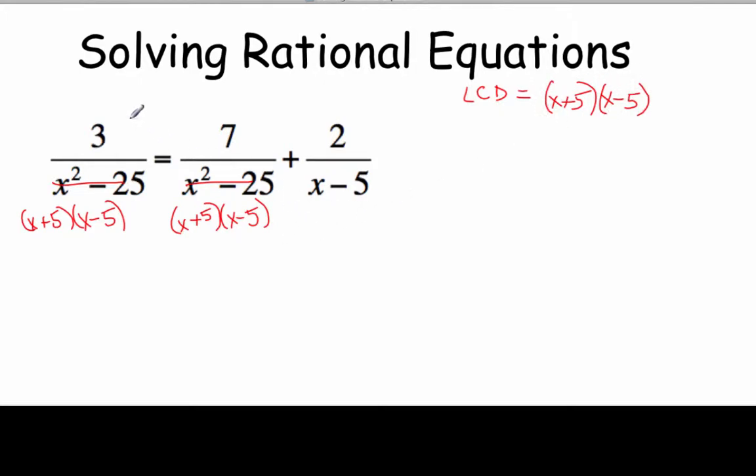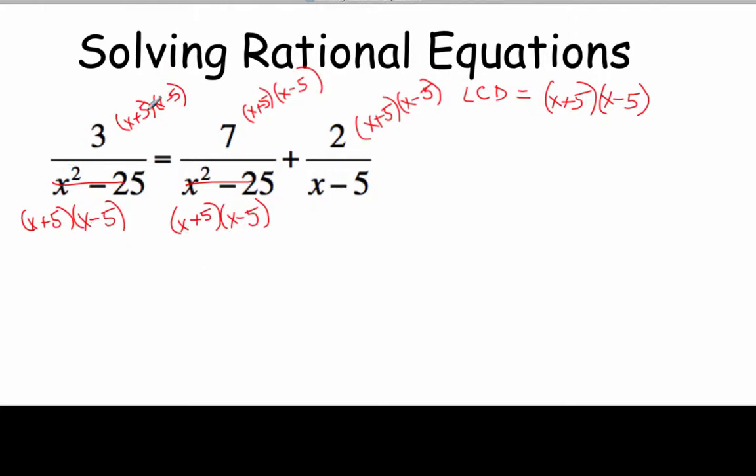I want to get rid of all denominators. So let's multiply every single fraction here by x plus 5 and x minus 5. So I'm going to do that. It's going to take me a couple seconds here just to write each of these. But I'm going to multiply every single term by x plus 5 and x minus 5.